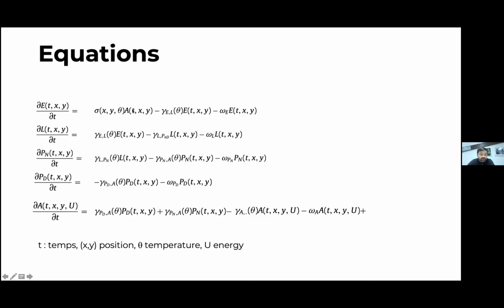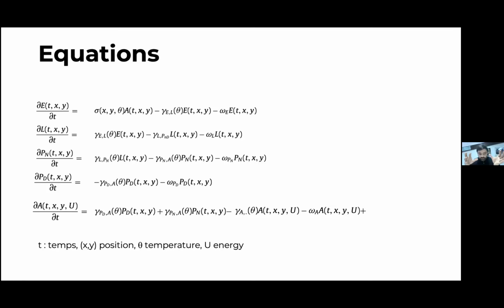Maybe it's easier to see here. You have an oviposition rate: adults are laying. The parameters here: t is the time, x and y the space, and theta is the temperature, which is something important in ecology. Then you have the mortality rate, and the transfer from egg to larva. Eggs are becoming larvae, then larvae are becoming pupae, etc. So here we have the equation for adults.